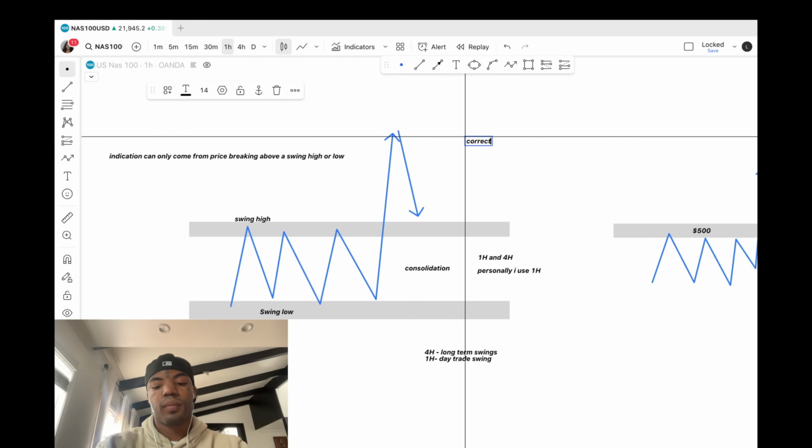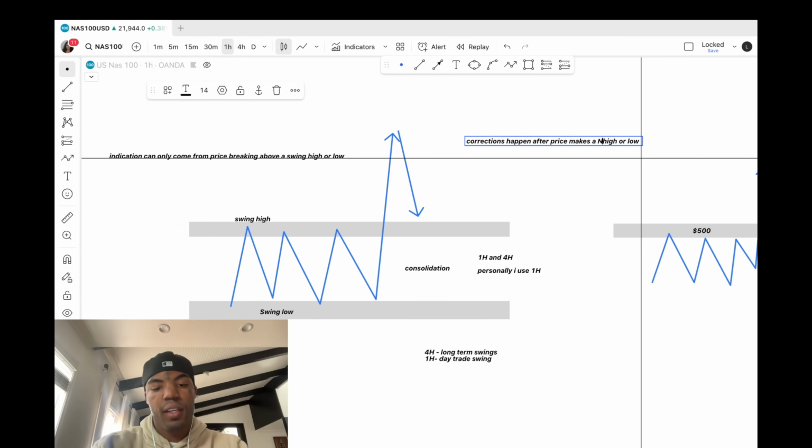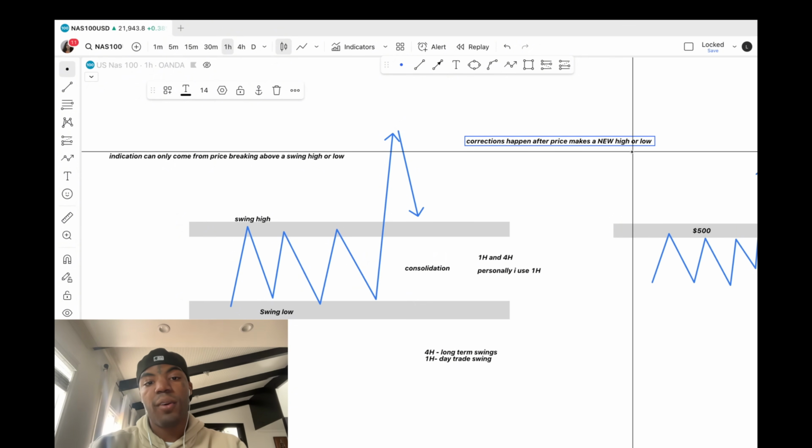Correction is when price, or let's say it like this: corrections happen after price makes a high or low. New high, new high, that's the biggest point. New high or new low. So this normally happens after a new high or a new low.